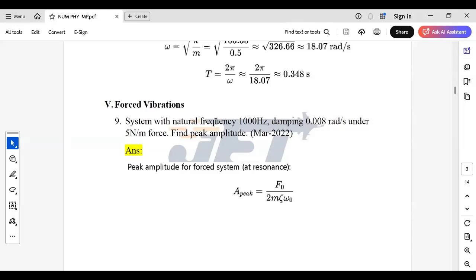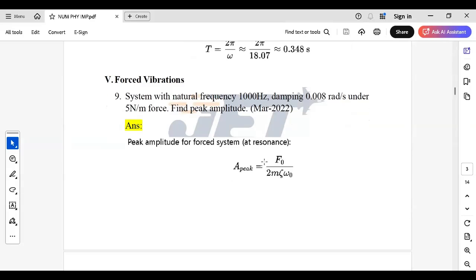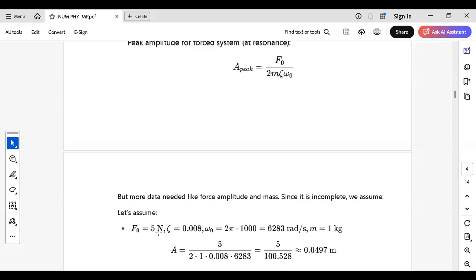A system with natural frequency 1000 Hertz, damping 0.008 radian per second, under a 5 Newton force. Find the peak amplitude. A peak is equal to F naught divided by 2m, times the symbol for damping, times omega naught. You have F naught as 5 newtons and your damping value as 0.008.